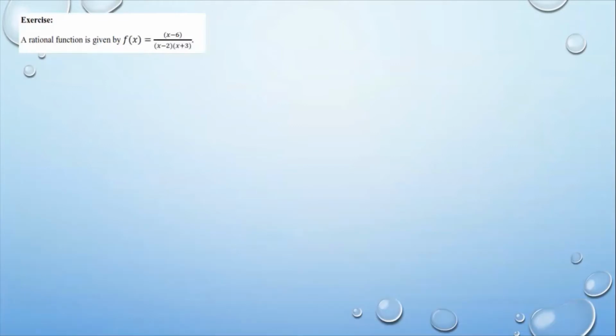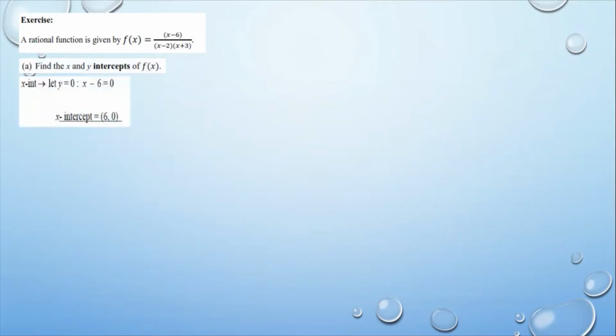Okay, this was the exercise that you were supposed to do. Now you need to sketch the graph of the bottom heavy function, testing it. How will you find the x-intercept? By putting the numerator equal to 0, that is x minus 6. So when you put x minus 6 equal to 0, you get x is 6, so the answer will be 6 comma 0.